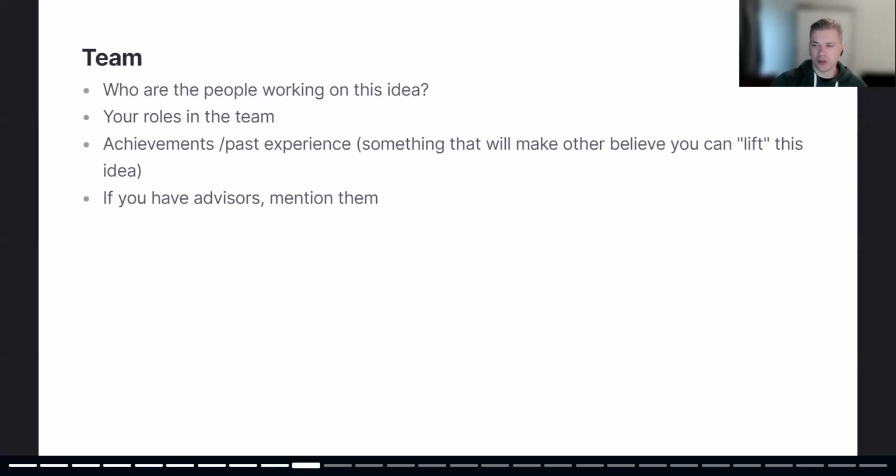Sometimes these companies or teams have some advisors. So if you have them, you can mention these persons as well, but mention them only if you feel that the people in the audience will know these advisors. So that's a good case to mention them.